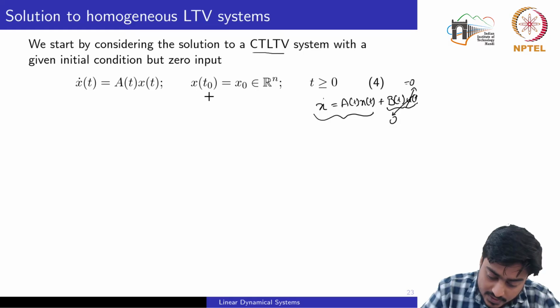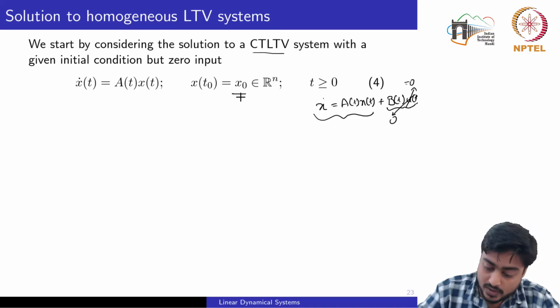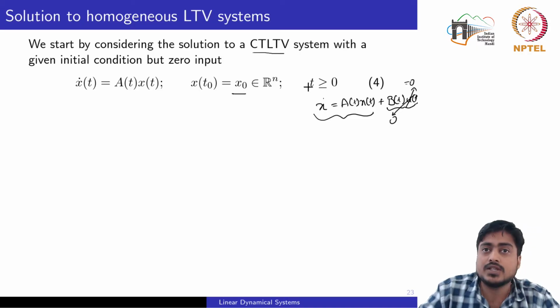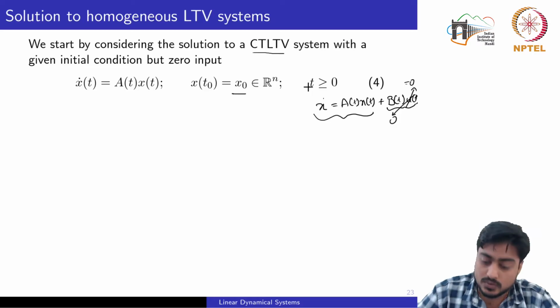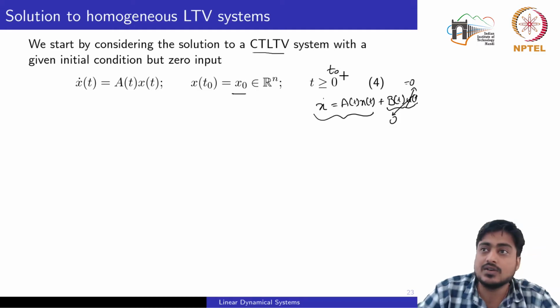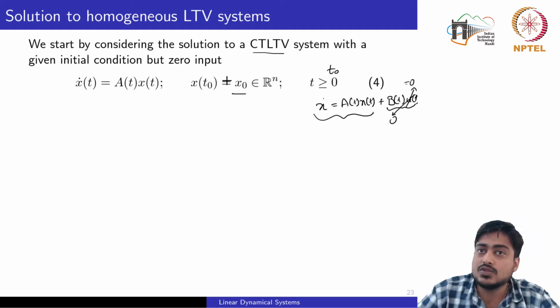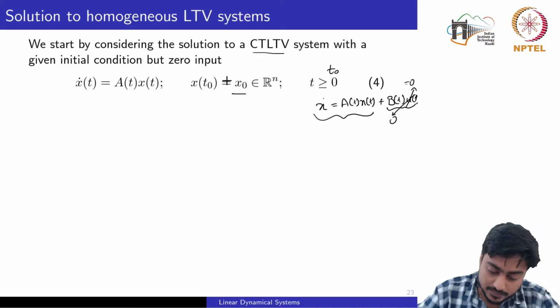The initial condition at time t equal to t naught is denoted by x naught, which is again an n-dimensional vector, and we are computing the solution for all t greater than or equal to t naught. You should treat this as t naught, because if t naught is equal to 0, then we have the initial condition at t equal to 0 rather than at time t naught.